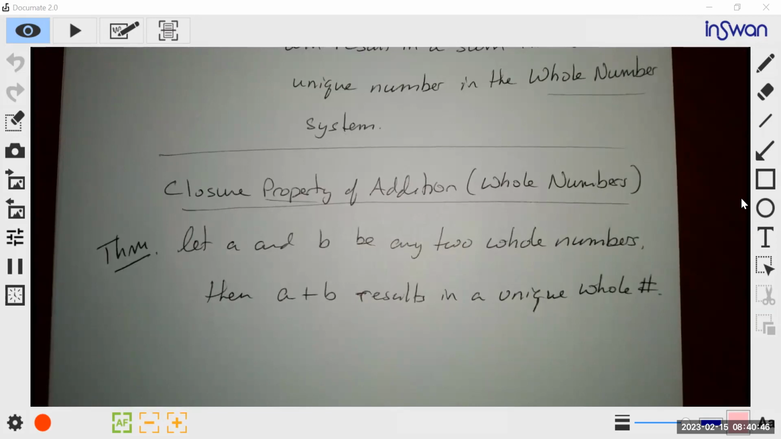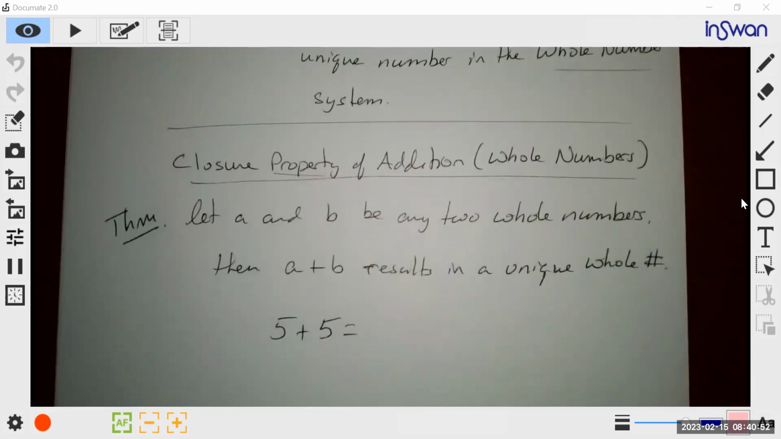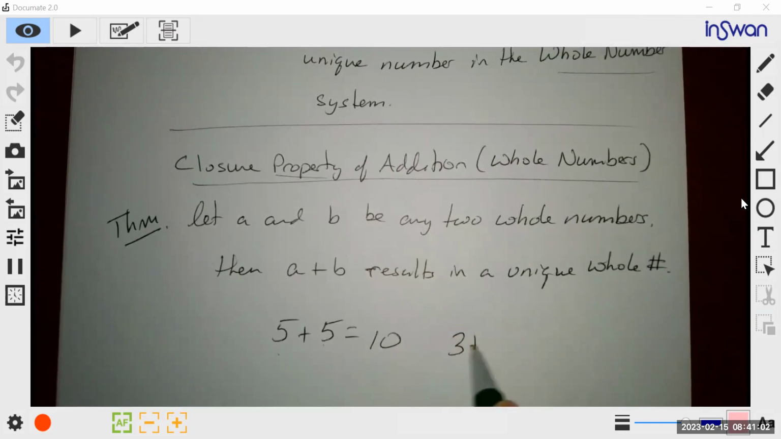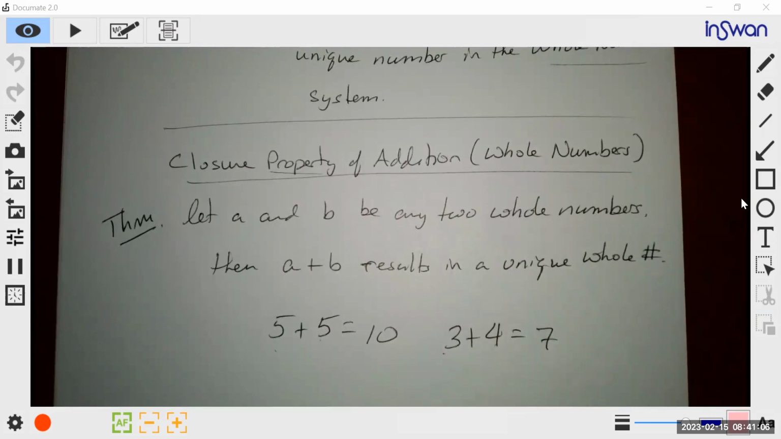What's an example? Is 5 a whole number? Yeah, no decimals. Is 5 a whole number? Yes. They equal 10. 10 is a whole number. 3 plus 4. They're both whole numbers. They equal 7, which is also a whole number. That's closure. In other words, I could never equal something that's a decimal.